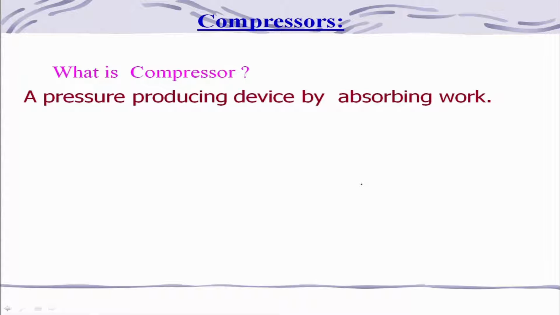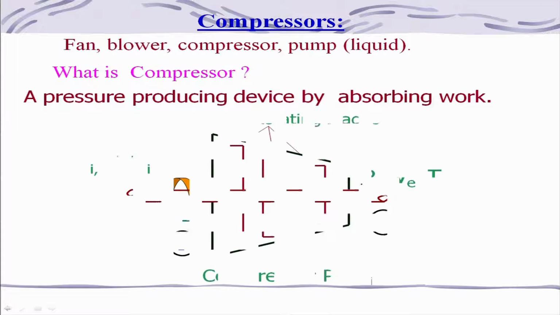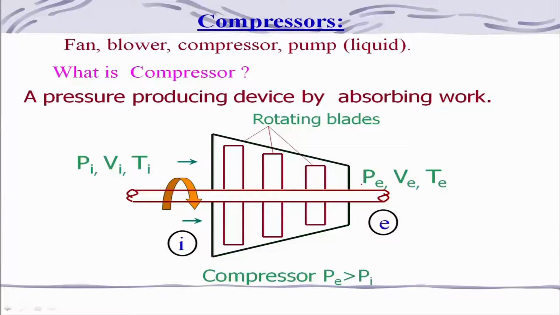Now, the compressor is a pressure producing device by absorbing the work. In case of a turbine, the turbine will be producing the work. In this case, this will be consuming work and then producing the pressure. There the pressure energy will be used to produce the work. And as I told, there will be a fan, blower, compressor, pump. There are several kinds. We use left and right in industrial applications. So, the schematic looks like that.